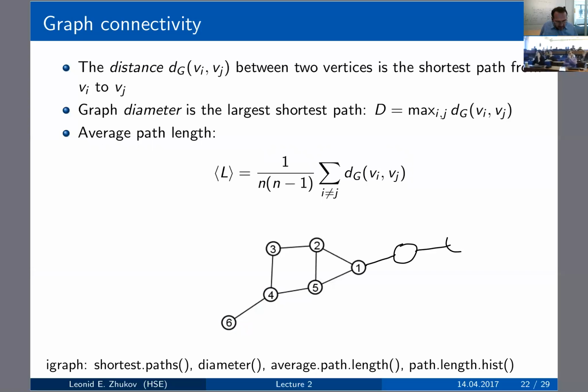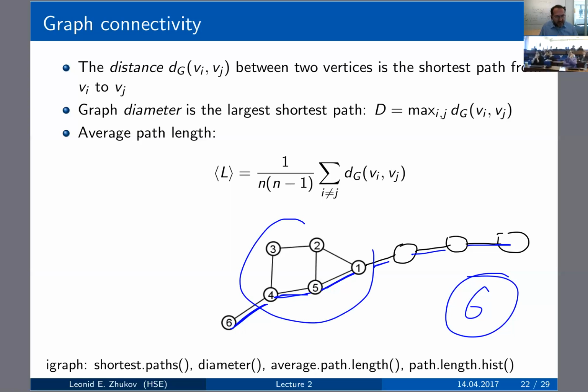Let's say we have a few more nodes in this graph. If I add those nodes, then the diameter, the longest shortest path, will be 1, 2, 3, 4, 5, 6. It will be 6, so it's pretty large. But in fact, this graph is very compact. Everything is there.